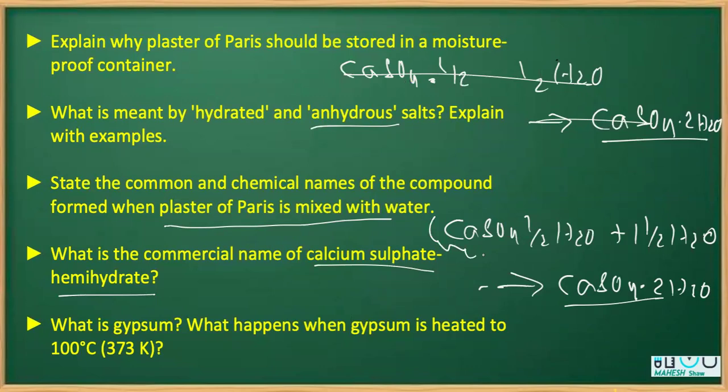The next question is, what is the commercial name of calcium sulfate hemihydrate? Well, this is calcium sulfate hemihydrate. Hemi means half water molecules. And its common name is plaster of Paris. We know it as POP.